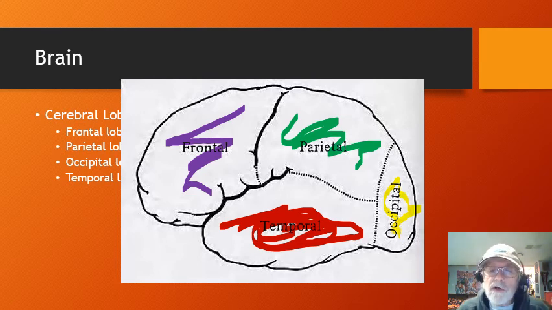Now, the reason why that's there like that is because there are different functions that occur in each section of the brain. I'll map these out for you in just a little bit and show you how that occurs. But that's the frontal, parietal, occipital, and temporal lobe. Again, divided by the fissure that comes down this way, which divides the frontal lobe from the parietal lobe. This would be that central fissure right here. Here's the lateral fissure right here that divides the parietal lobe and a little bit of the frontal from the temporal lobe. Okay.